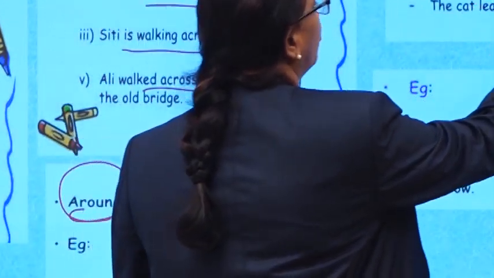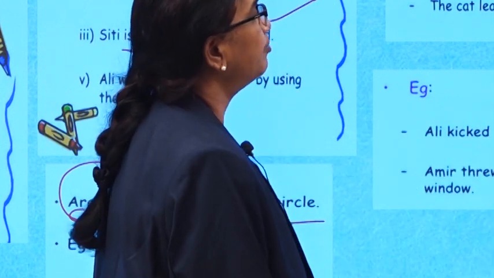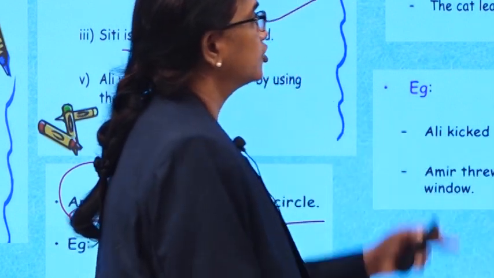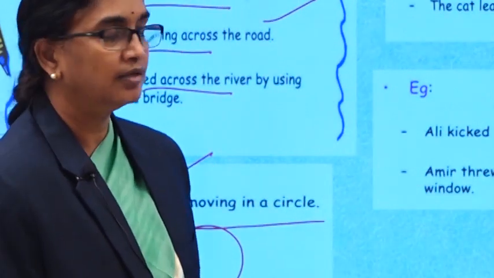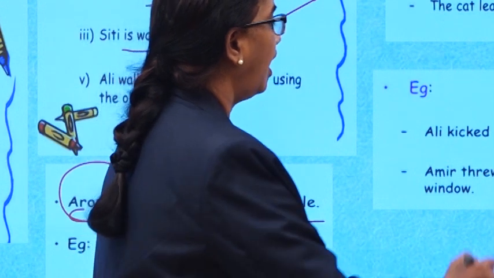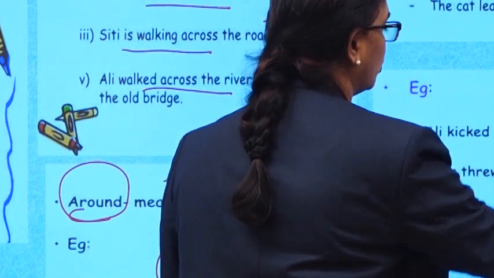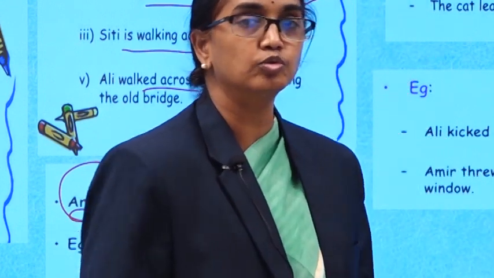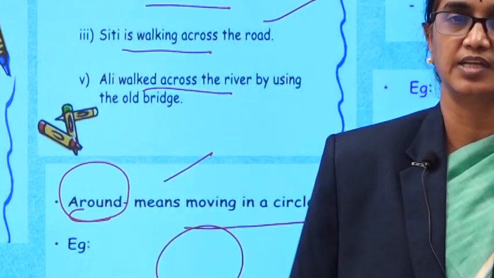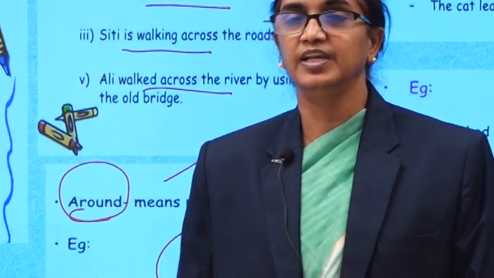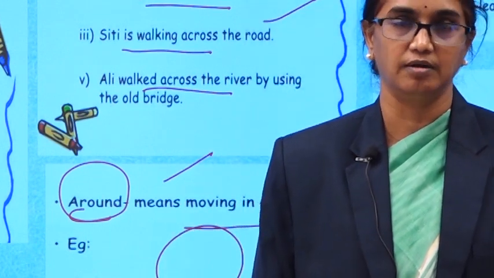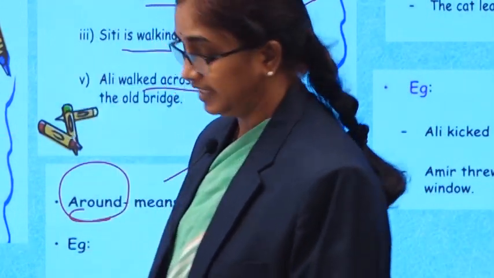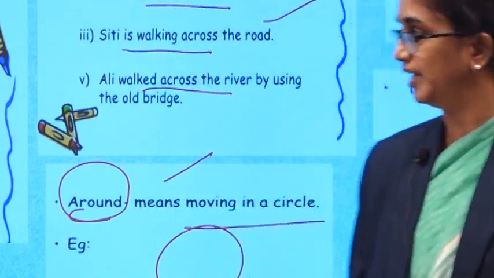Next, over. The boy jumped over the fence. The cat leaps over the drain. So, here over indicates again movement or direction. Ali kicked the ball through the window. Amir threw the rubbish through the window. We walked through the tunnel to reach the other side of the river. We walked through the corridor. So these are all prepositions of direction and prepositions of movement.